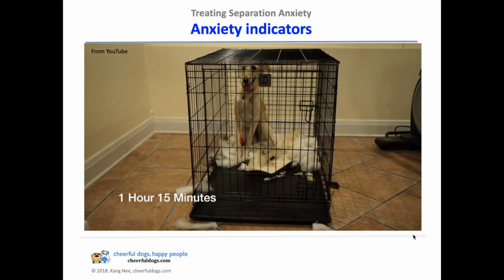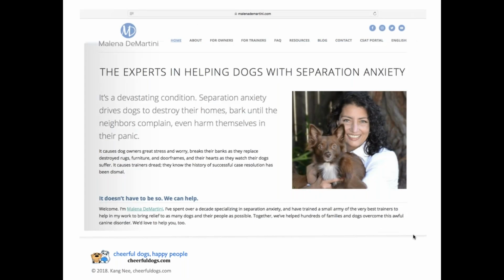And you can see by this time, the dog is in a very high level of stress. So what can we do to help dogs like the black dog that we saw earlier and Daphne?